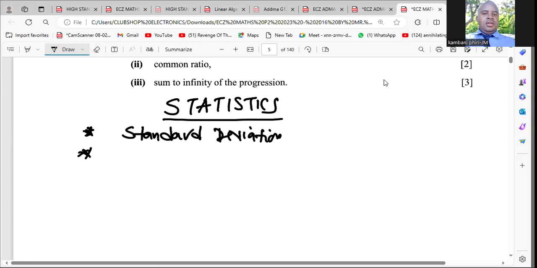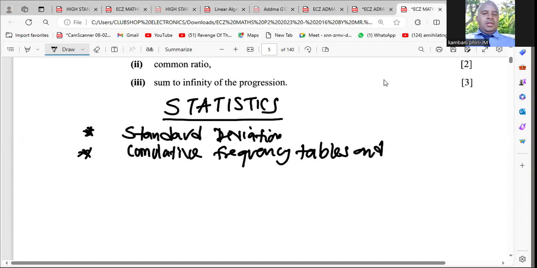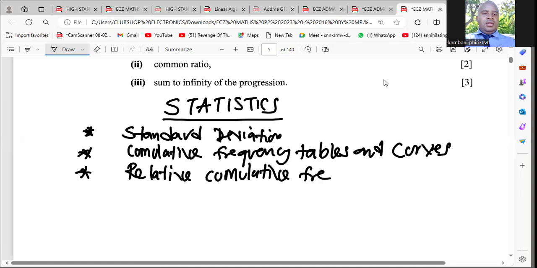Number two, we are supposed to look at relative frequency tables and curves. Then number three, we have relative frequency tables and curves as well.